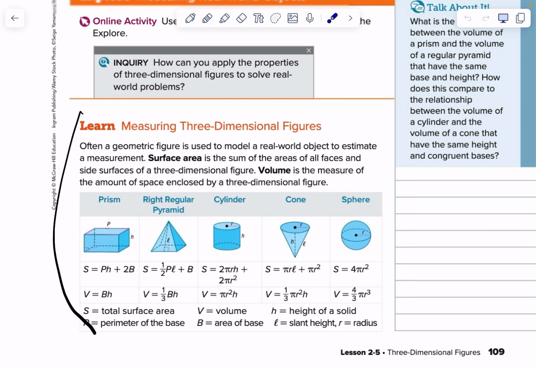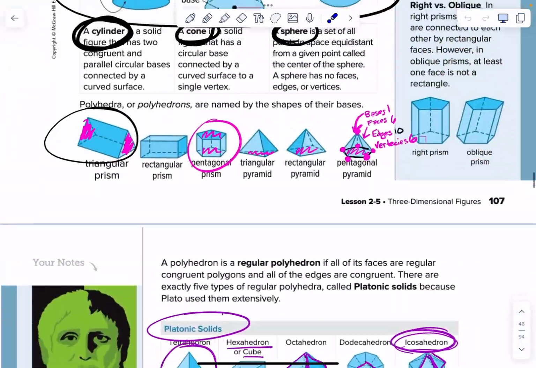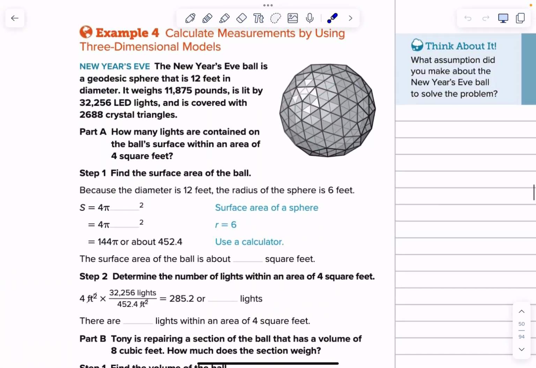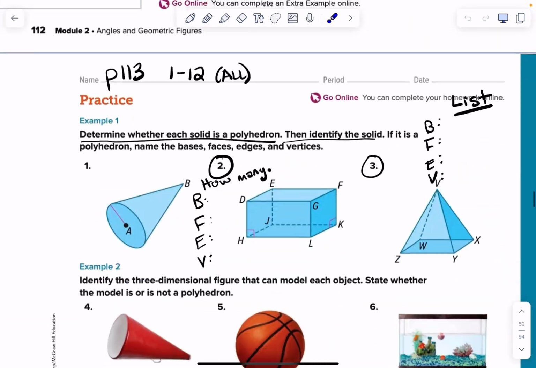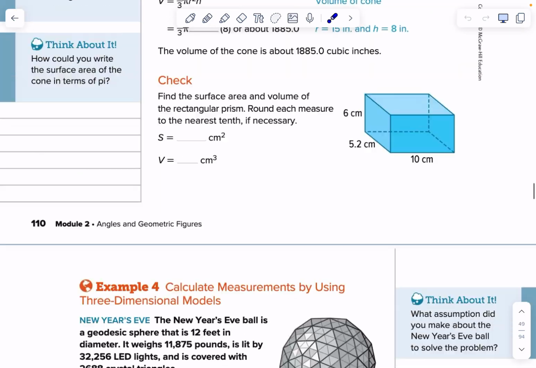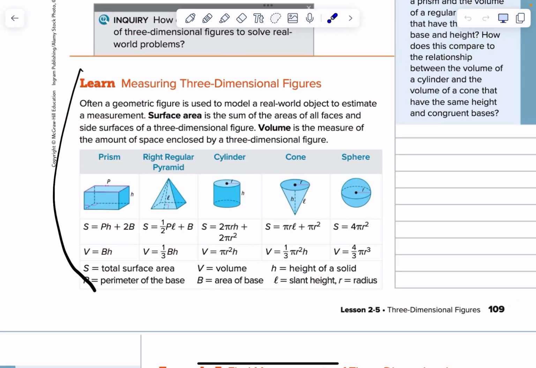This is the second half, part B of 2-5. Homework assignment is 2 through 12, the evens? No, 2 through 12 all. I'm sorry, 1 through 12 all. You should have 1 through 6 done, yeah? We're going to do the back half today, the second half, which is all the formulas for the three-dimensional figures for volume and surface area.